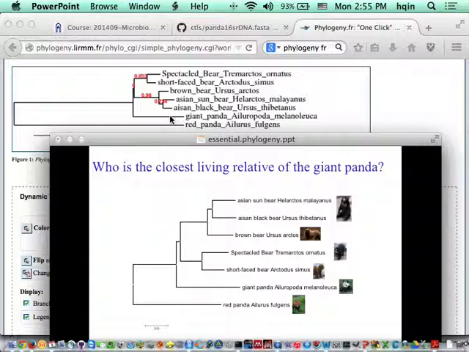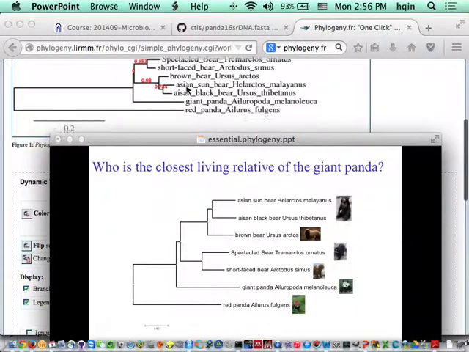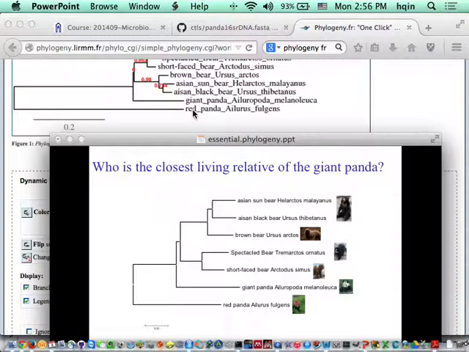Then let's look at the bifurcating pattern in the rest of the tree. At the bottom, there's the giant panda, and the rest of it will be other bears. The closest one here is the spectacled bear, short-faced bear. That's 0.85. That's closer to giant panda than the rest. This one is 0.98, so this is further away. Brown bear and Asian bear are further away compared to the spectacled bear and short-faced bear. But red panda is the outgroup.